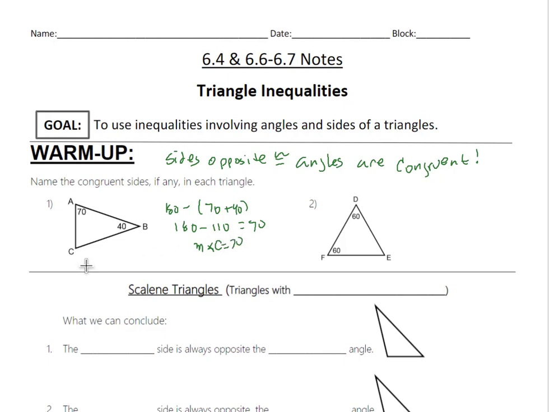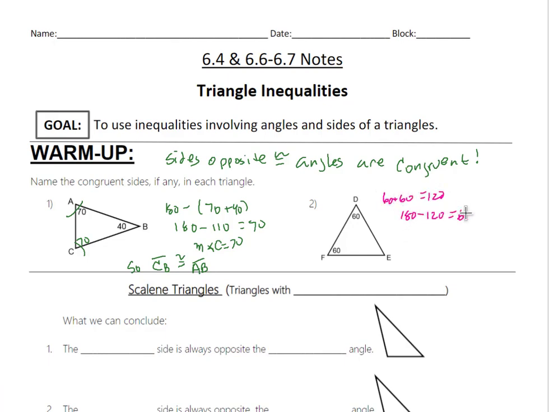So for number one, 70 and 40 adds up to 110. That leaves 70 degrees for angle C. Since A is 70 and C is 70, CB segment and AB segment are both the same length. And the AC segment is going to be the shortest length.